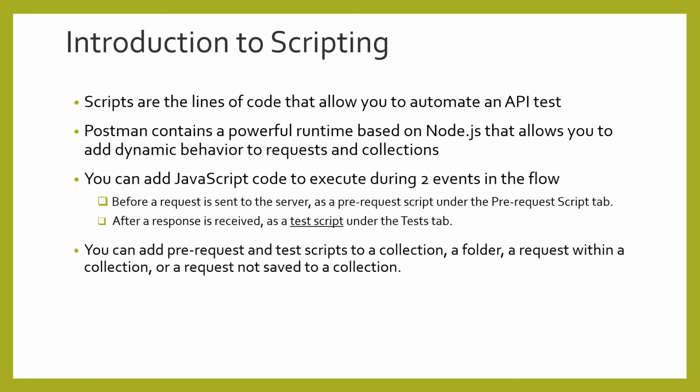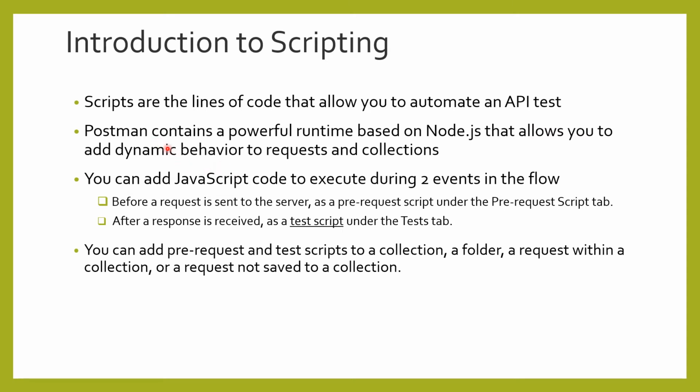Scripts are lines of code that allow you to automate the API test. Essentially, with the help of this scripting, we can implement test automation, and the power of Postman lies in its ease of implementing API testing automation. So how does Postman do it?